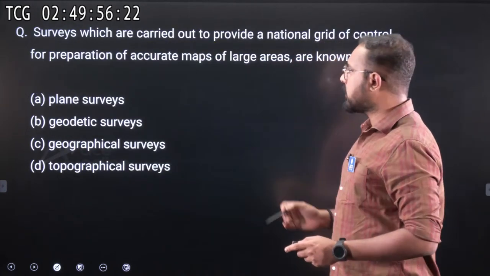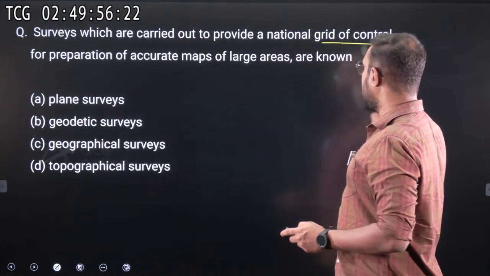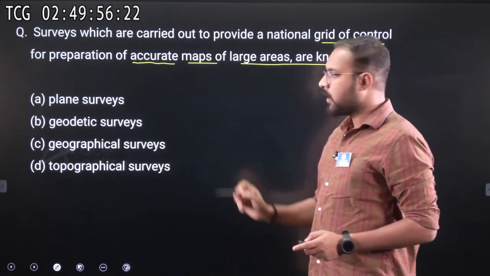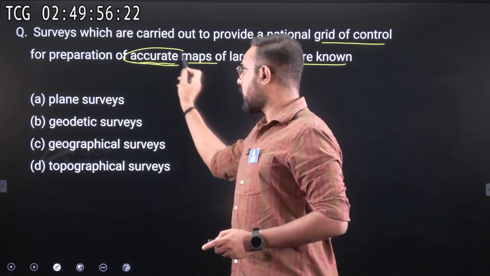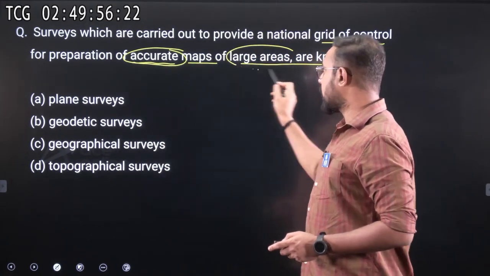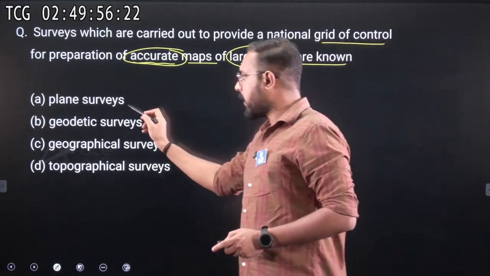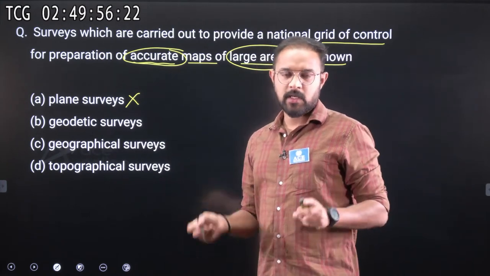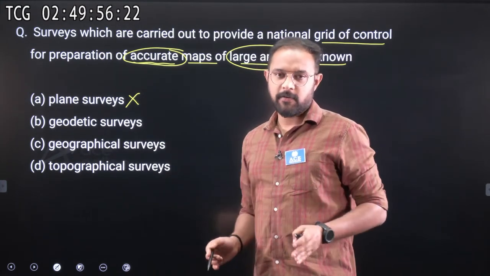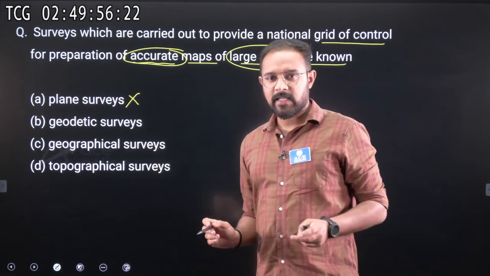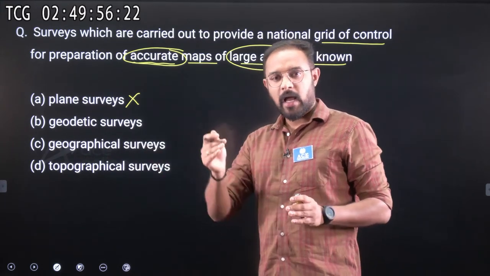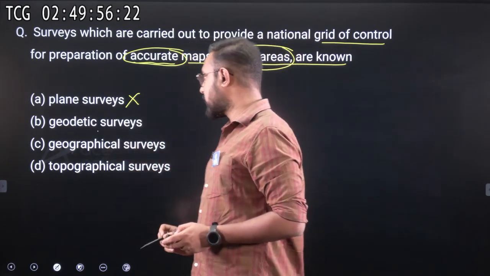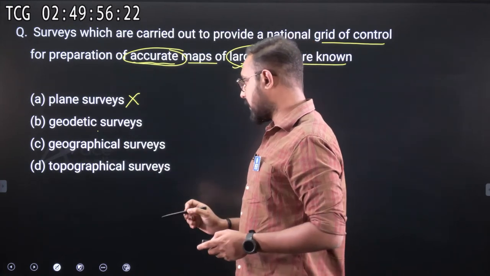Moving on. Surveys which are carried out to provide a national grid of control for preparation of accurate maps for large areas are known as what? There are a few things you should note here. They are talking about accurate maps and large areas. Will large area and accuracy come in plane surveying? Absolutely not. Plane surveying does not consider the curvature of the earth, which means it is applicable only for a smaller extent of area. Geodetic surveying is for large areas, where curvature is considered. Please remember that. Curvature is considered in geodetic surveying, therefore it can be applicable for large areas.